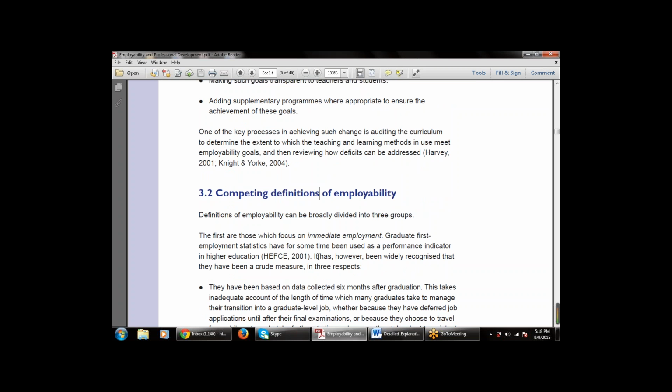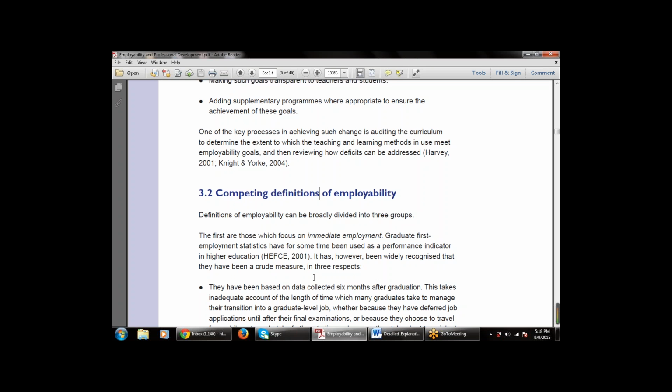The definitions of employability can be divided into three different groups. The first are those which focus on immediate employment. That is, one is immediate employment, and one is immediate employability, that is also used.